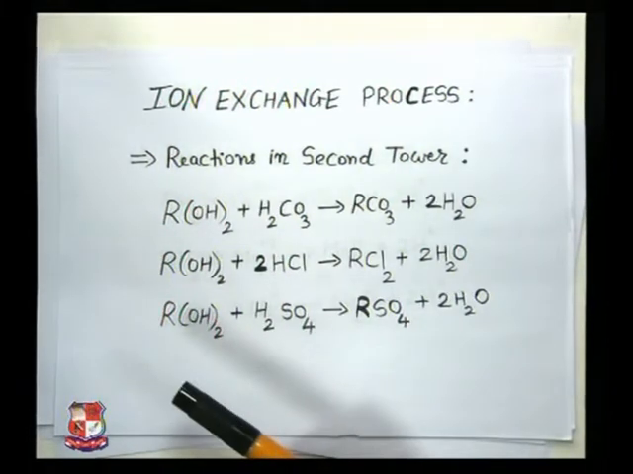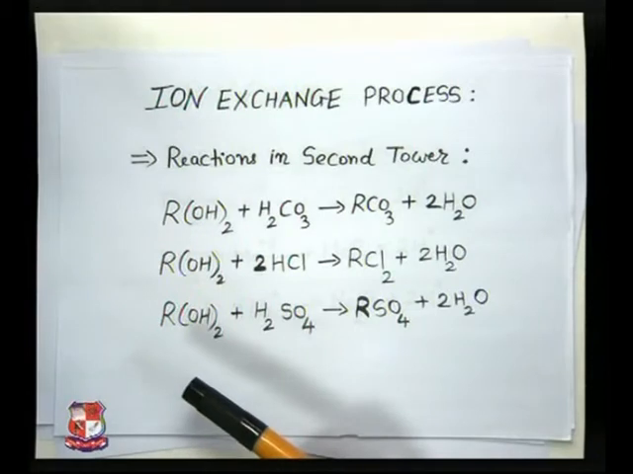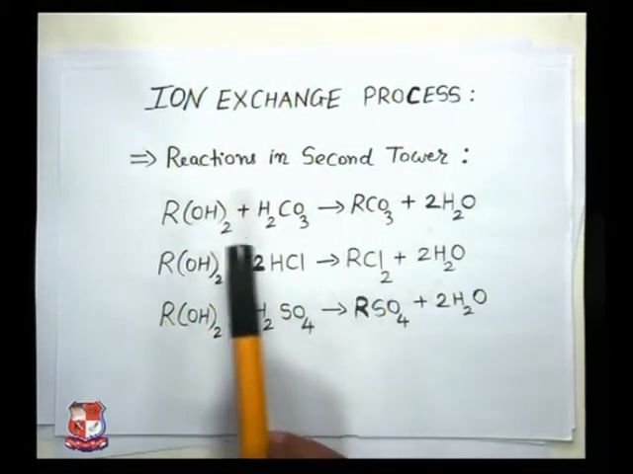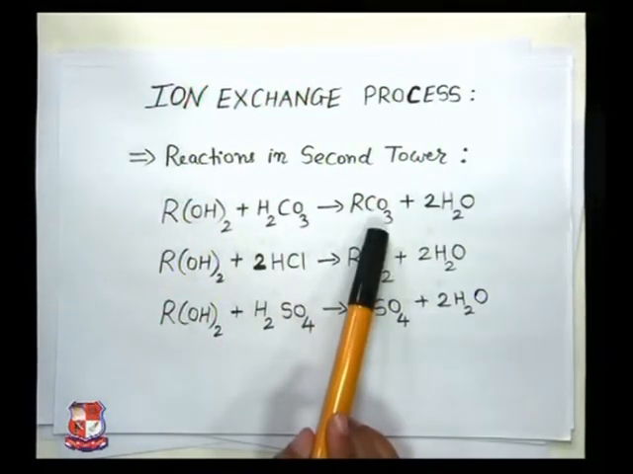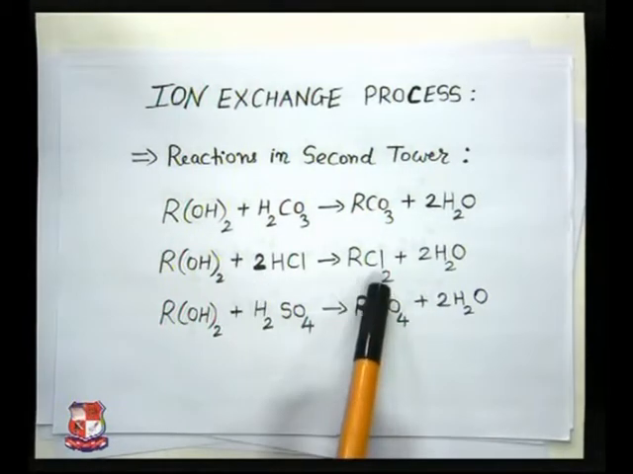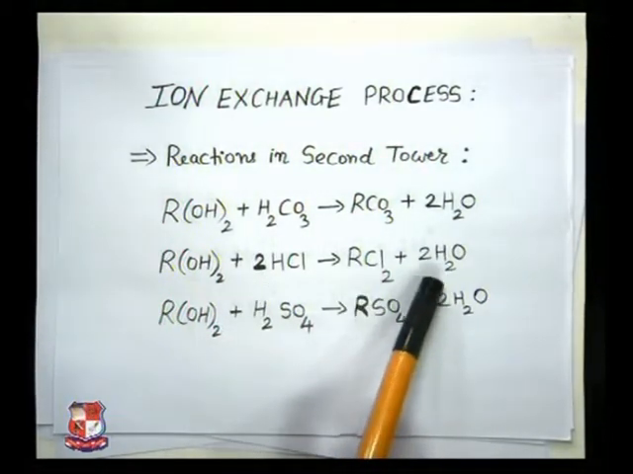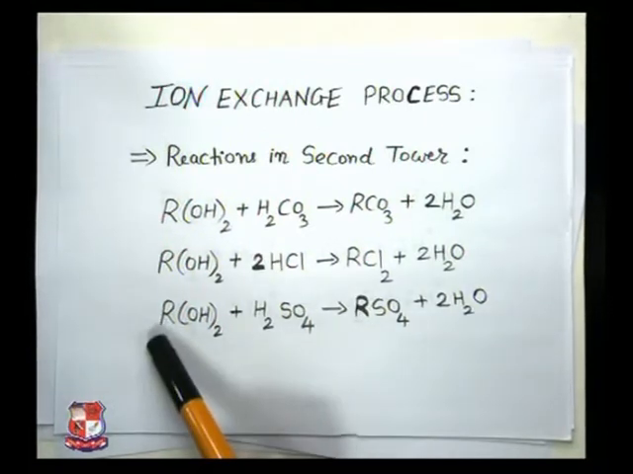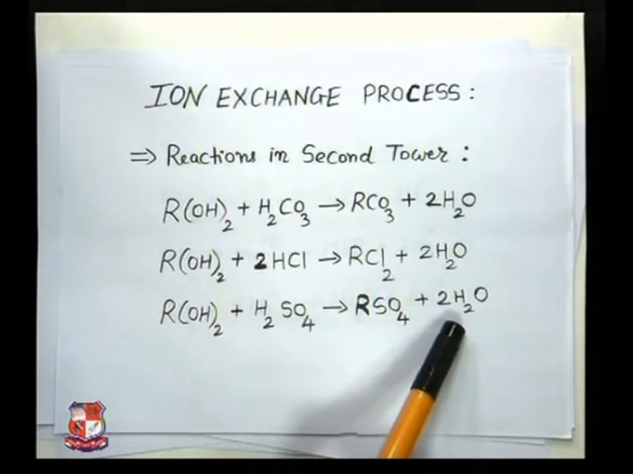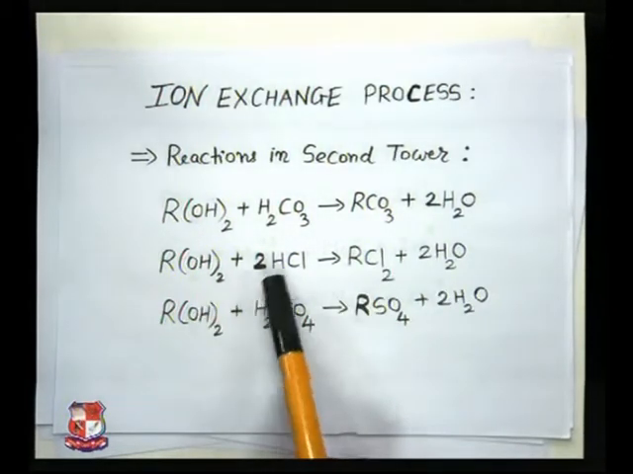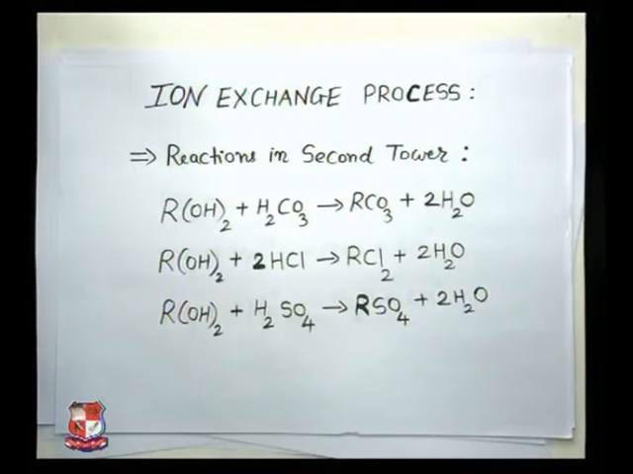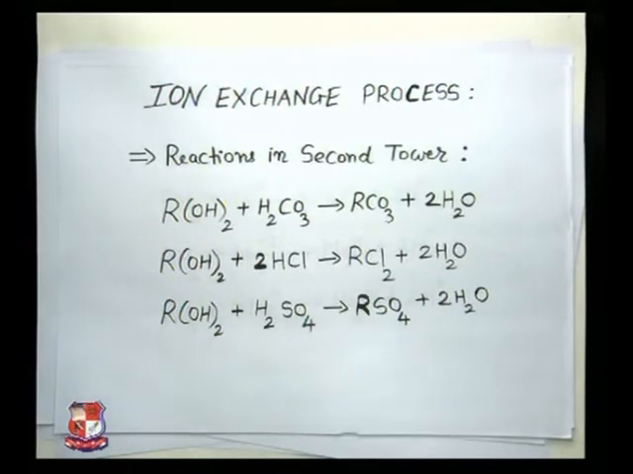The second tower consists of your anion exchange resins. You can see the reaction very clearly. Here you have RCO3 plus 2 times water. Then we have RCl2 plus 2 times water. Then R is going to react with the sulfate, so RSO4 plus 2 times water. It is essential to balance the equations. All the atoms on the right hand side and left hand side should be balanced very clearly. Let us try to proceed ahead.